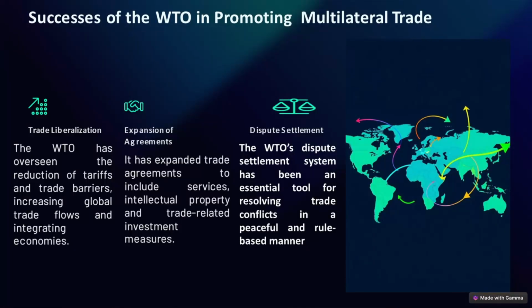The World Trade Organization has played a significant role in shaping and reforming multilateral rules and has achieved notable successes in advancing global trade liberalization as well as creating a more predictable environment for international trade. So some of the major successes of the World Trade Organization we can discuss. One of them is trade liberalization.